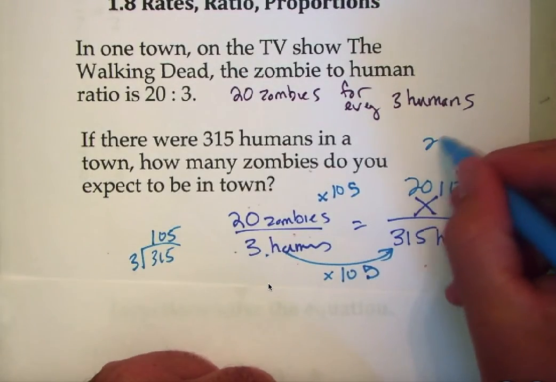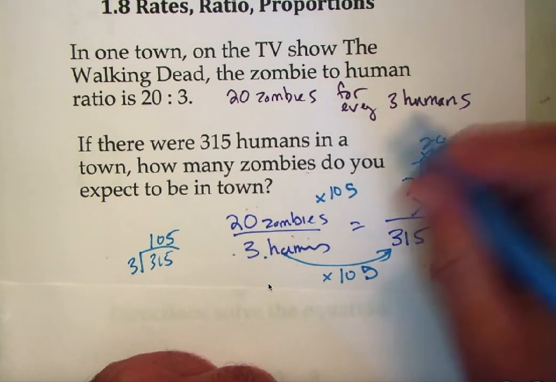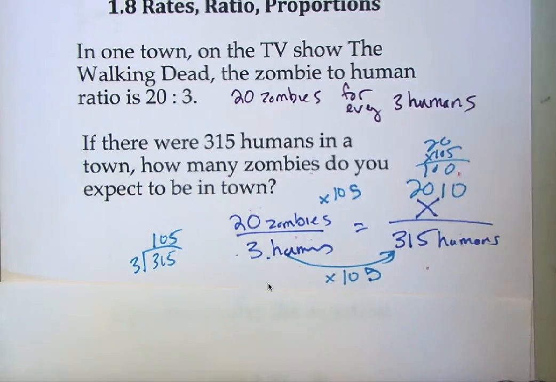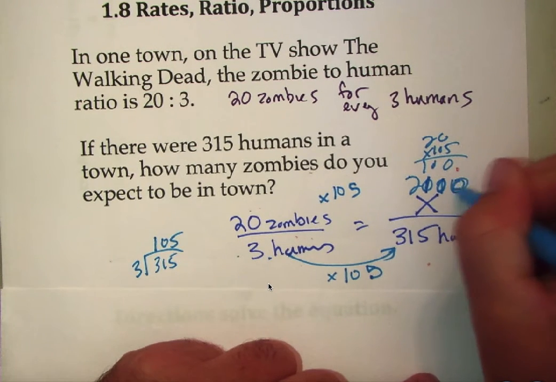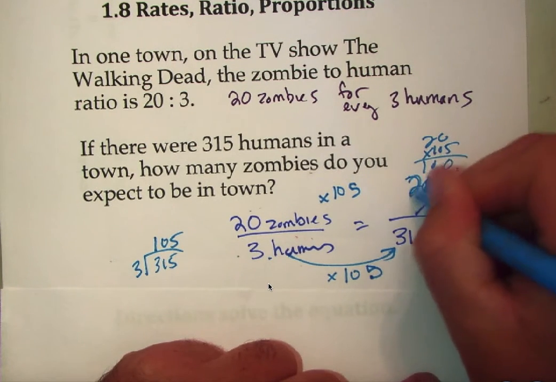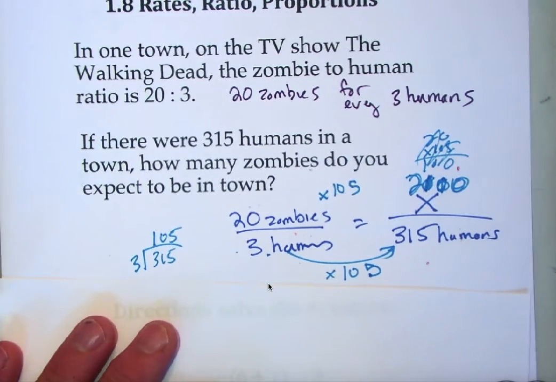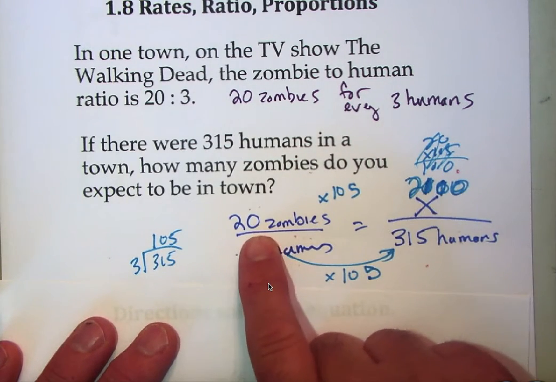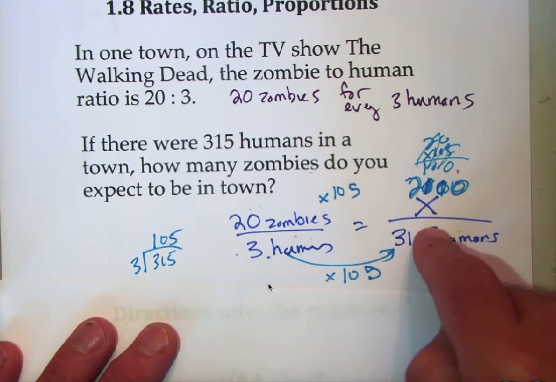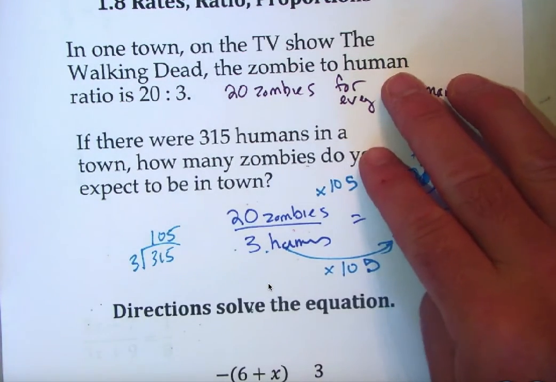Let me double check my math. Yes, okay. No, 2,100 zombies. That was silly. Okay, got it now. All right, and you may have set up ratios like this. This is 2 ratios that are equal to each other. And when you put an equal sign, they're a proportion, right?